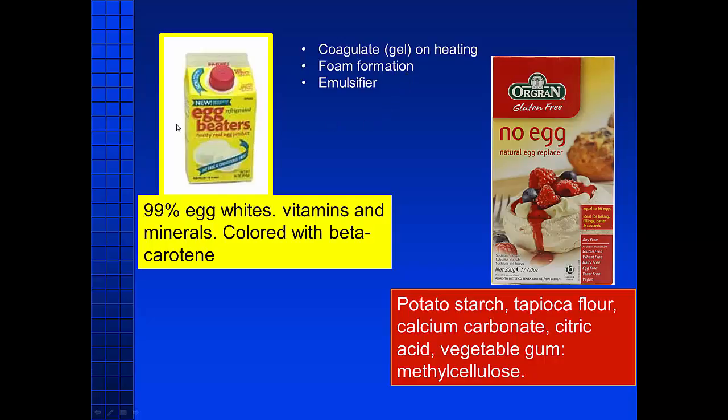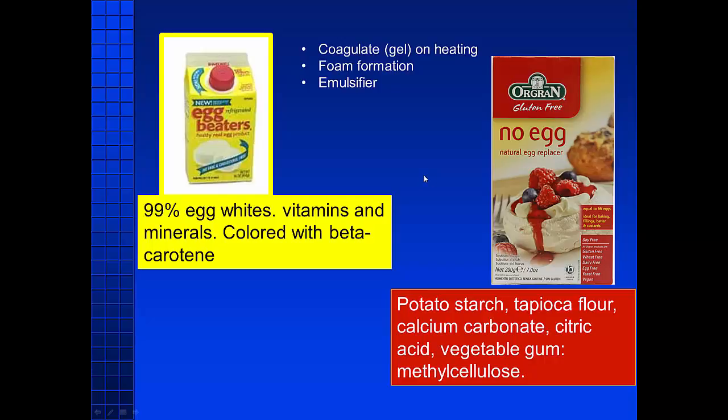With the egg beaters, you have to read the label. They're less good as an emulsifier, although they do have proteins in them, and some proteins are going to be partly fat soluble, partly water soluble, and so they can be emulsifiers, but by and large the proteins in egg whites are not that good at emulsifying.